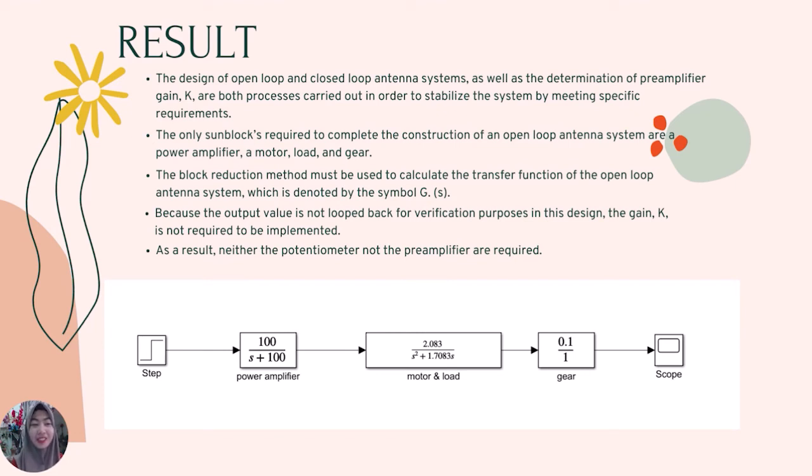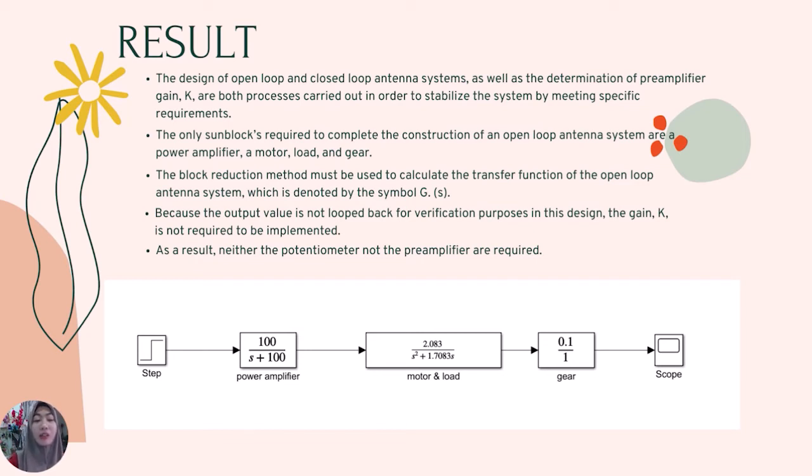I will continue my part, which is the result. The design of the open loop and closed loop antenna system, as well as the determination of amplifier gain K, are both processes carried out in order to stabilize the system by meeting a specific requirement.